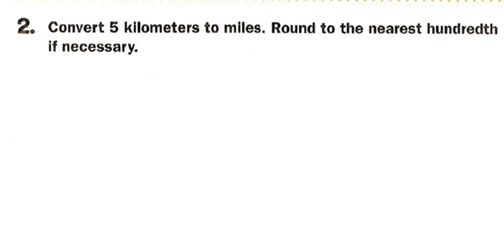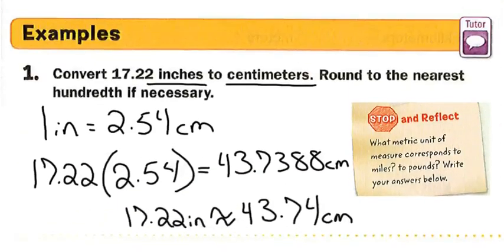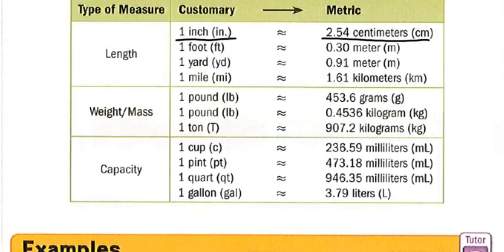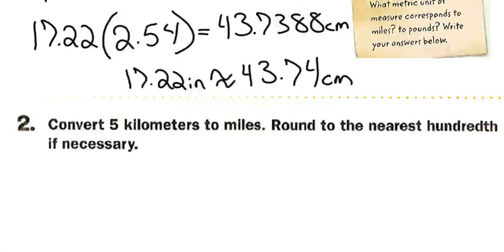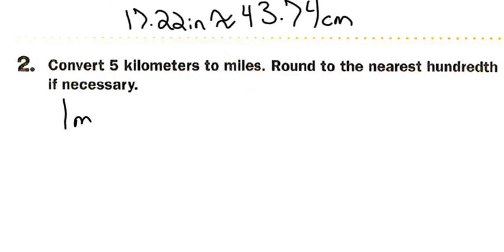Number 2, we're going to convert 5 kilometers to miles. It says round to the nearest hundredth if necessary. So let's go over here again. Let's find miles. 1 mile is 1.61 kilometers. I'm going to go down here and write that in. 1 mile equals 1.61 kilometers. All right, so I have that to work with.